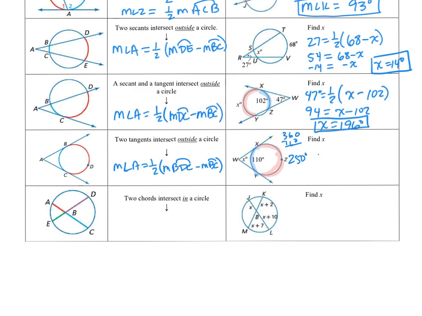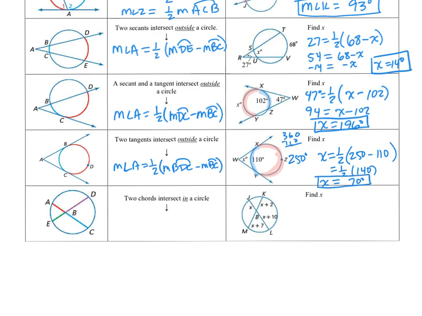So to find x then, we will take 1/2 the difference of the two intercepted arcs, the bigger one minus the smaller one, so that would be 250 minus 110. So that's 1/2 of, let's see, 250 minus 110 is 140, and then 1/2 of 140 is 70 degrees. So x is equal to 70 degrees.